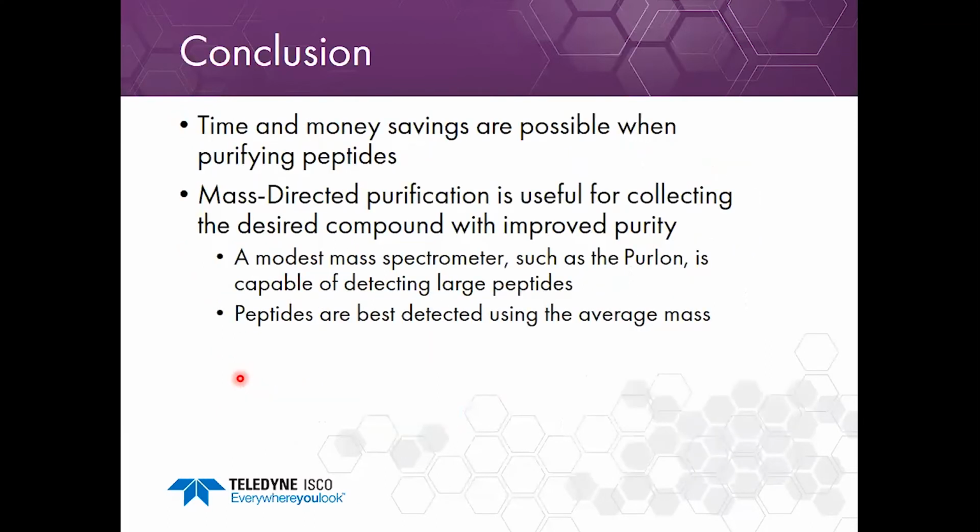So the conclusion is time and money savings are possible with purifying peptides. Certainly time. You can purify the peptide yourself and get it very pure within the course of one day instead of waiting a month to get very pure peptide. Mass-directed purification is useful for collecting the desired compound with improved purity. Even a modest mass spectrometer, a single quad system such as the Pure Ion, is capable of detecting rather large peptides, and those are best detected using the average mass.